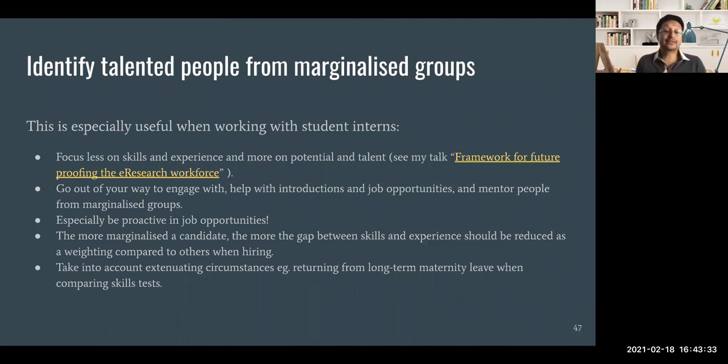And a personal thing for me, taking into account extenuating circumstances, for example, returning from long-term maternity leave, when doing things like skills tests. I did this in a previous hire and I regret it, because I realized that that wasn't an accurate reflection of how well they could do things and how fast they could learn. To make up for that, I tried to provide more opportunities and feedback. But still, I would have preferred to have taken into account extenuating circumstances.